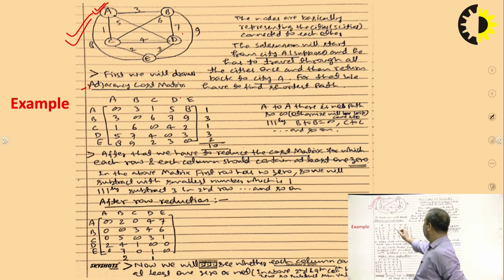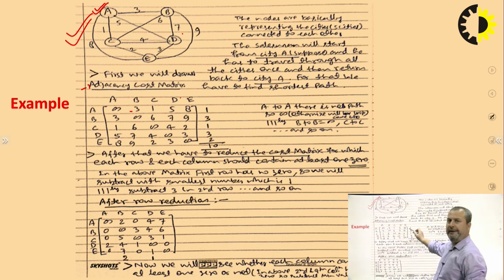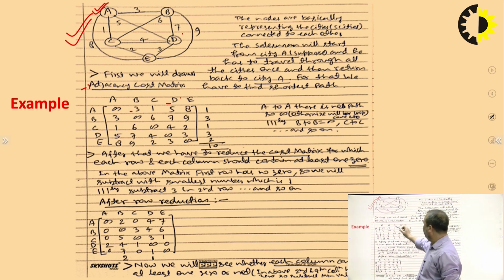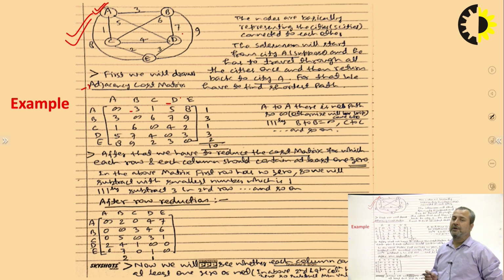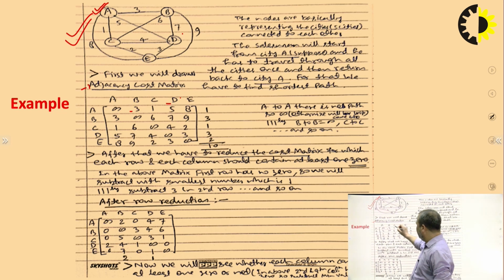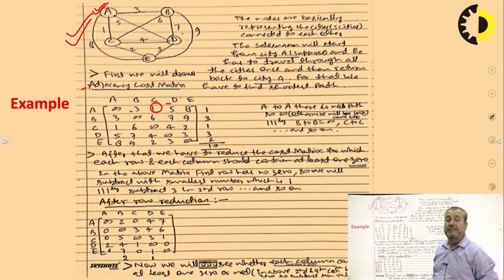So here suppose the row is A, the first row. Not all the entries are infinite and there is not even a single 0, at least one 0 is needed here. So it is not reduced. So what will we do? We find the minimum element. So what is the minimum element? The minimum element is 1. So we write here 1. This is for the row reductions.